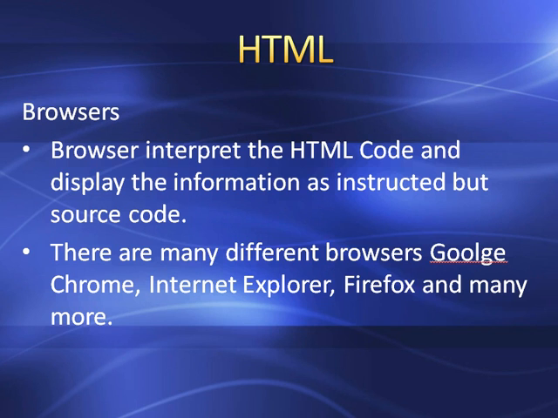And the next thing is browsers. Browsers interpret the HTML code. Basically, that's what displays the code. That's what you see. That's Google Chrome, Internet Explorer, Firefox. There's a whole bunch of them out there. Just whatever you want to use, whatever operating system you're using, that's what will bring it up. So the browser is nothing more than what displays the actual HTML code.